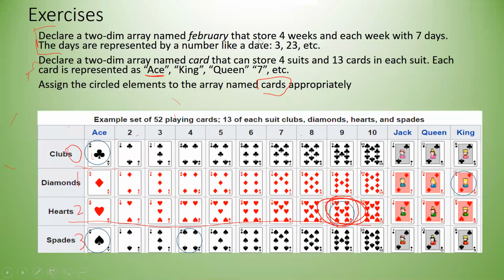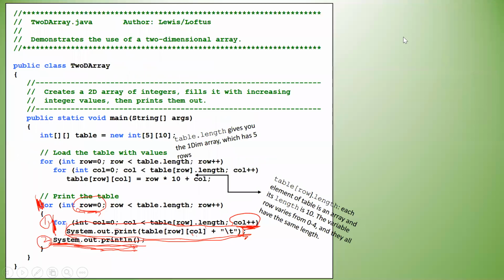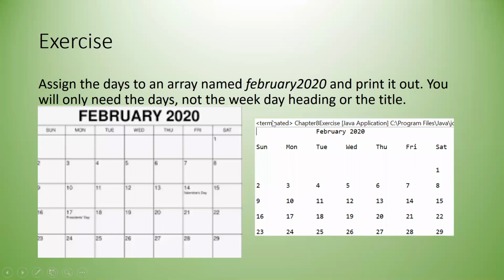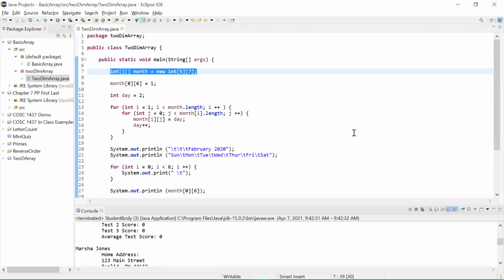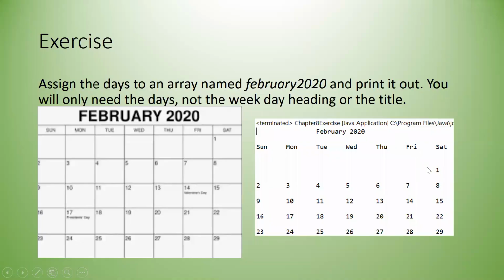Don't confuse this with this. This one I told you 4 weeks and 7 days, but here I'm asking you to do something like this. You look at it, it's 5 rows and 7 columns. So I declared an array with 5 rows and 7 columns. Because the last one, if you look at it, is 1, and the previous ones don't have any value.